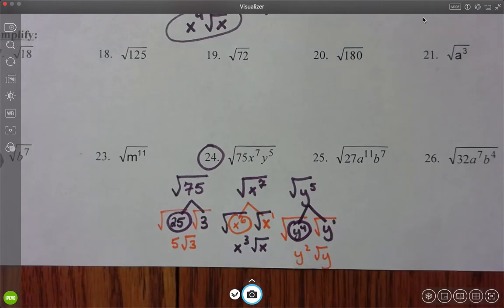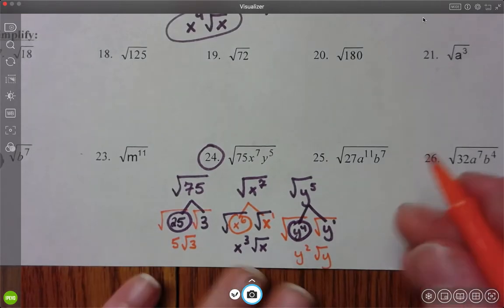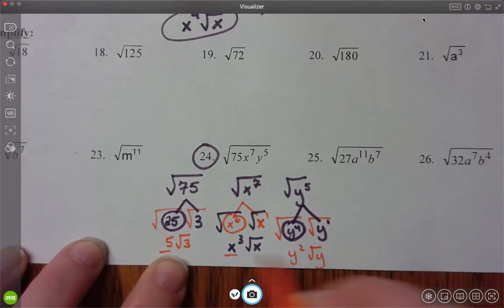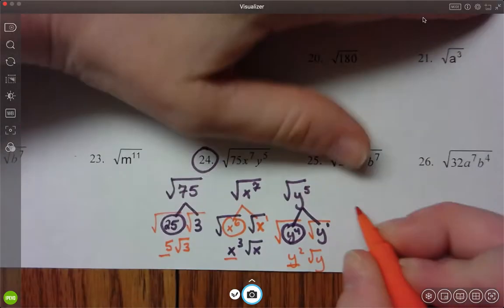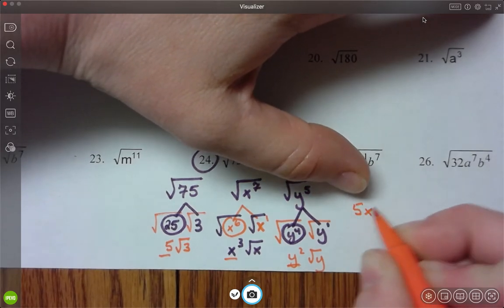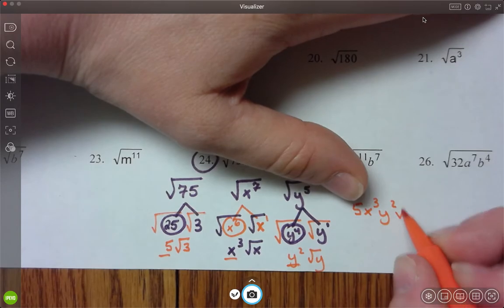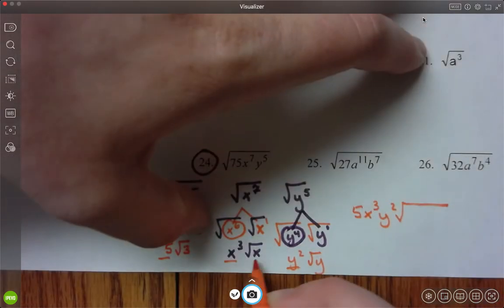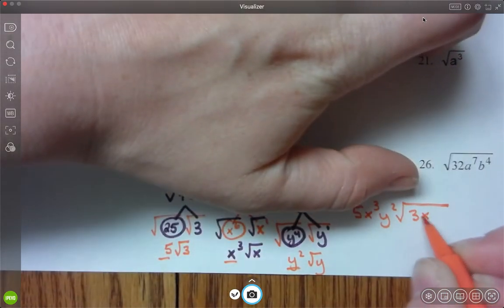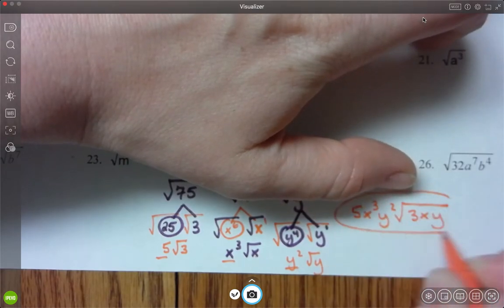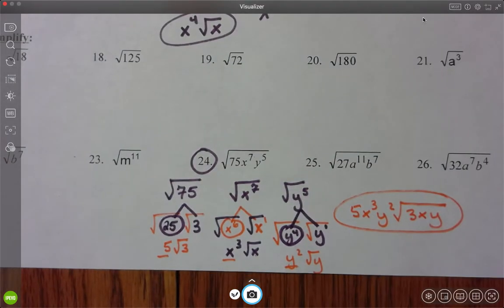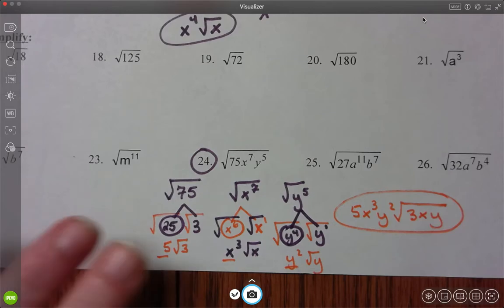Now that I have everything broken down, I'm going to lump it all back together. Stuff that's on the outside, those three pieces, I just write: 5x to the third, y to the second. Square root: I have a 3 and an x and a y on the inside, so 3xy, and that is in lowest terms. It's in the smallest exponent possible. Okay? All right, let's go to the back side.